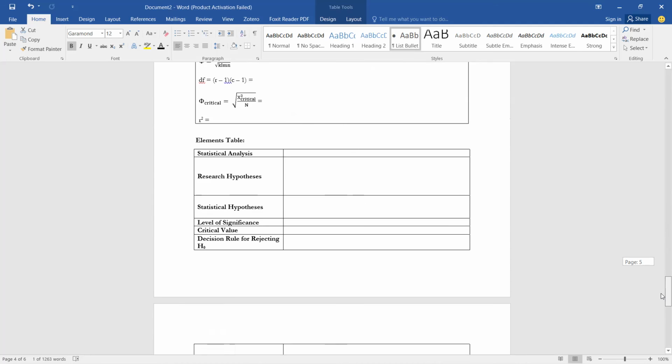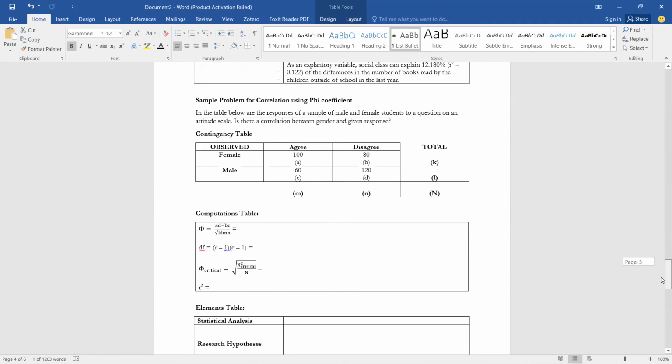Now let's move on to the last sample problem for correlation. Now using phi coefficient. In the table below are the responses of a sample of male and female students to a question on an attitude scale. Is there a correlation between gender and given response? So this is quite a simplified problem. So it just states that the hypothetical researcher collected data on male and female respondents, asked them a question on an attitude scale that solicits an answer of either an agree or disagree. And they simply cross-tabulated the data.